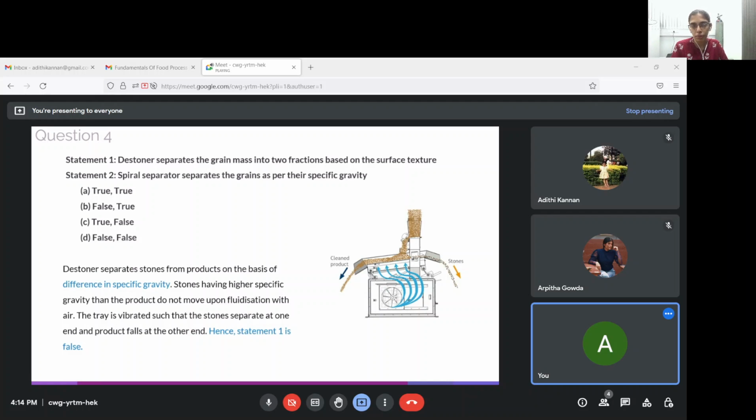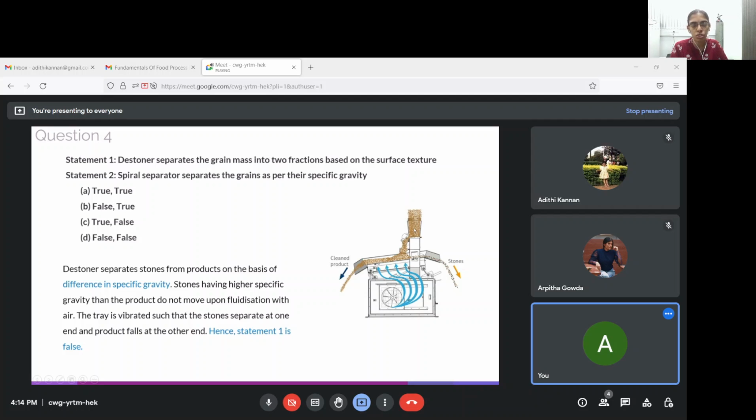Okay, so what happens in a destoner is that it's mainly used for grains that have a lot of stones, like rice. It's often used for separating grains only. You feed a grain product with stones or contaminants into the destoner, and as you can see here, there is air being supplied onto a tray onto which the feed is fed.